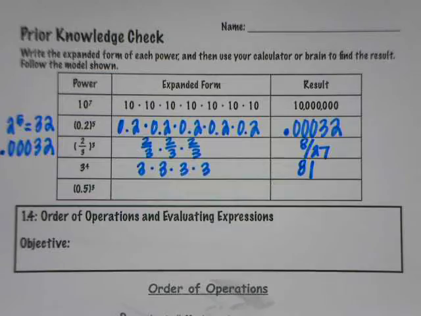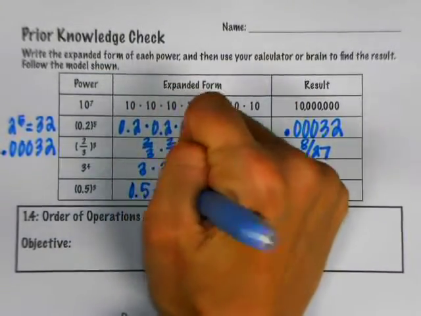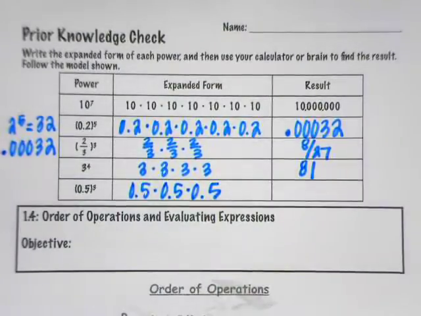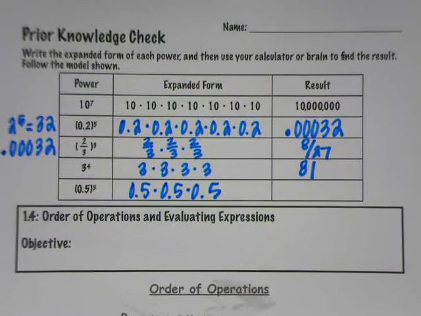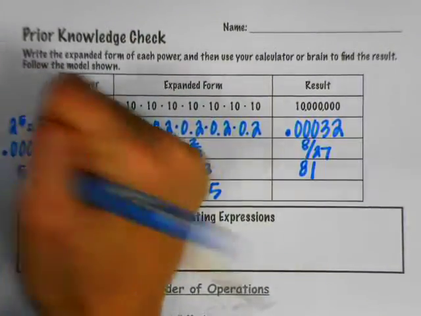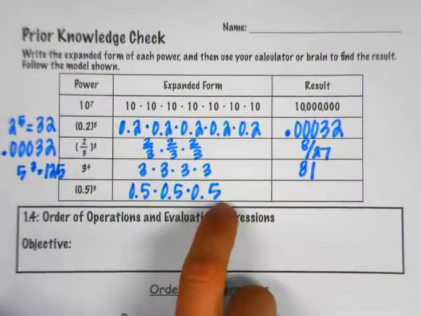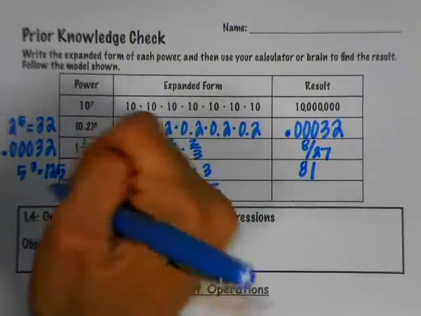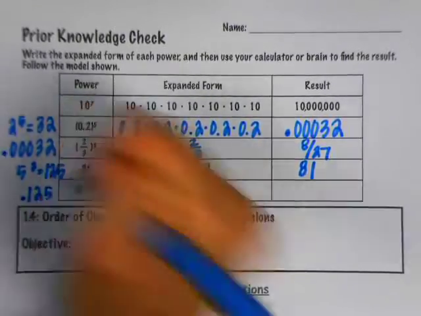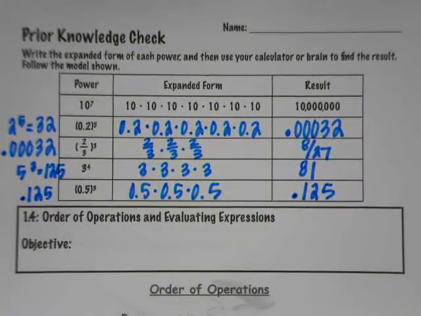And then the last one, 0.5 to the 3rd. We have 0.5 times 0.5 times 0.5. Same thing as the other decimal one we did. So if you just do 5 times 5 times 5, so just 5 to the 3rd, what's that going to be? Yeah, 125. And then how many numbers need to come after the decimal? 3. And we have 3 numbers there. So you make it 0.125. Good? Any questions? Cool. All right.